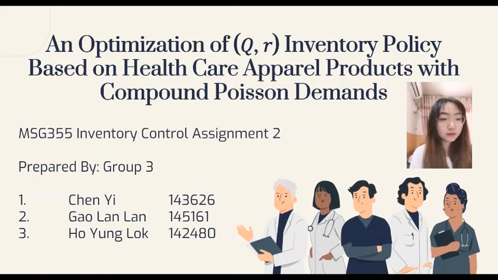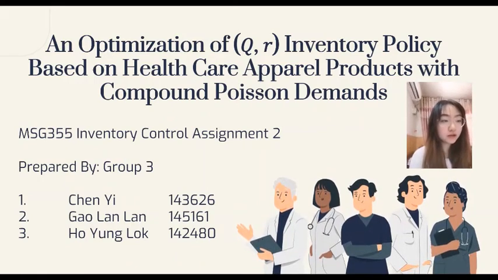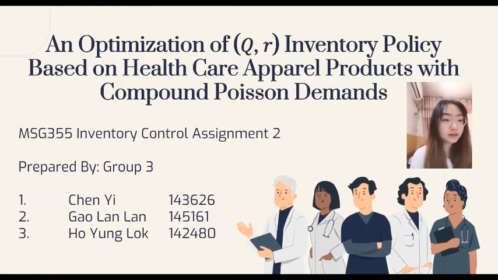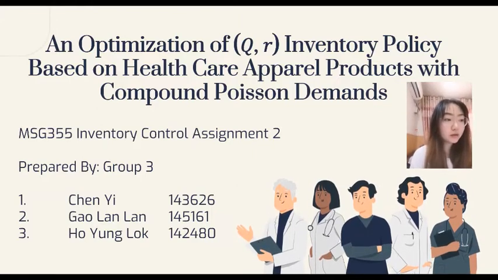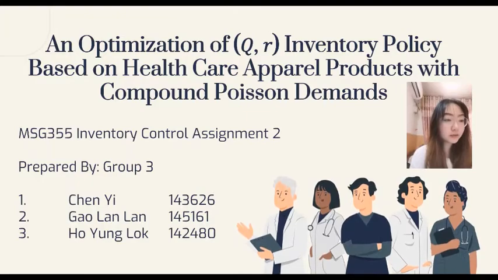Our topic is an optimization of QR inventory policy based on healthcare apparel products with compound Poisson demands. My name is Gao Lanlan.